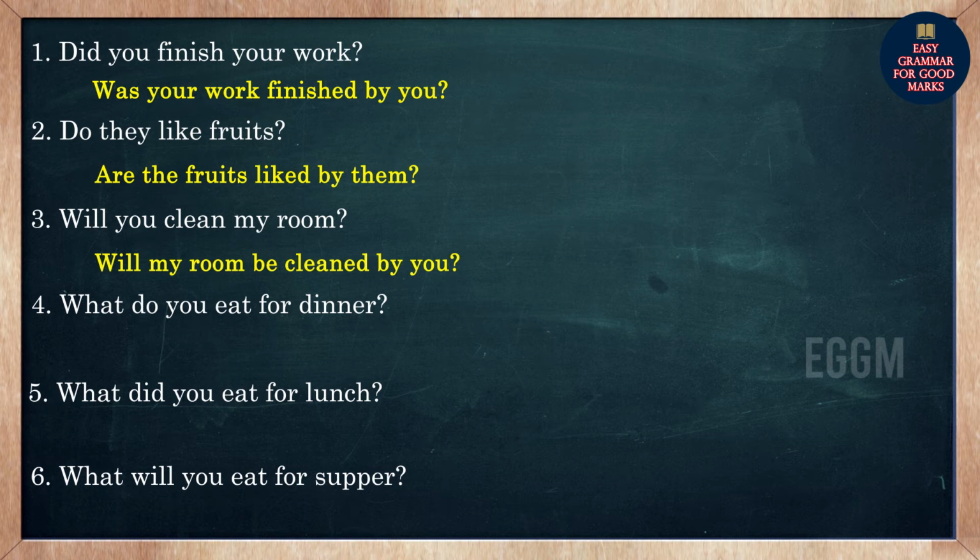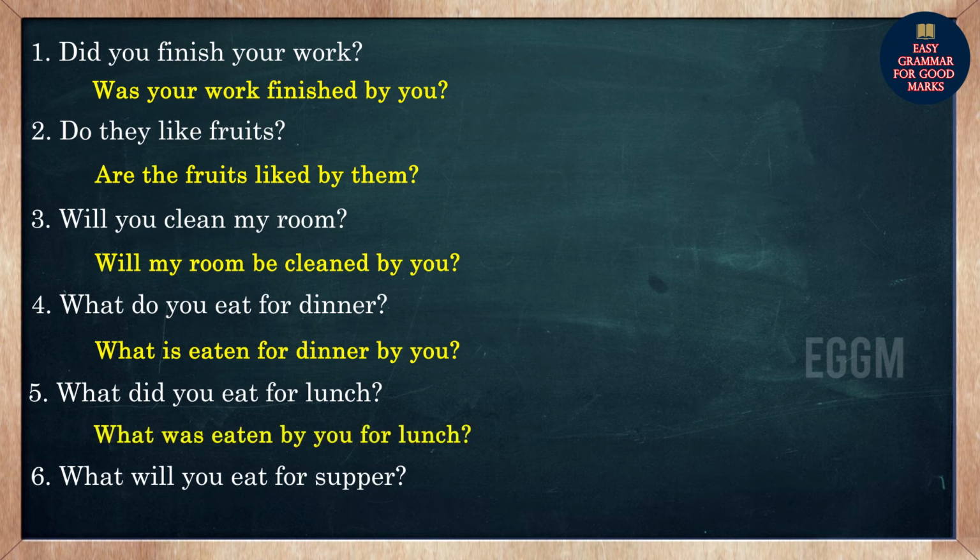Next, what do you eat for dinner? Here the question starts with what, but see the verb do is there. So dinner is singular. So what will be the answer? What is eaten for dinner by you? Next one, I have given related questions so that you know the answers and the differences. Now see the next question. What did you eat for lunch? Here since did is used, you should use was or were, and lunch is singular. So, what was eaten by you for lunch? Next, what will you eat for supper? What will be eaten by you for supper?